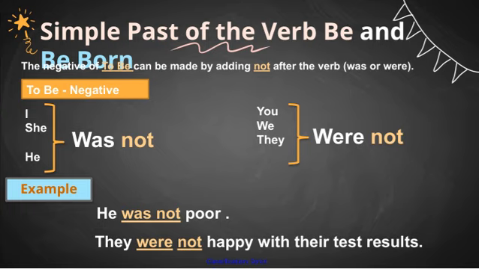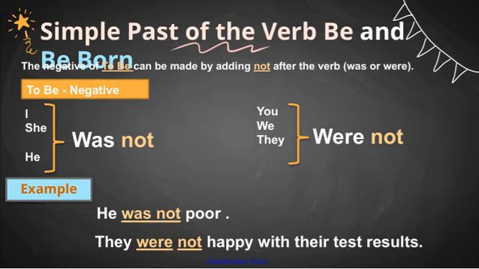When we want to say that someone was not happy or not poor, we simply add not after was or were. For instance, they were not happy with their test results, or he was not poor. Notice that not is always placed after the verb was or were to make the sentence negative. In the examples on the slide, we see different subjects like you, we, they, I, she, and he.